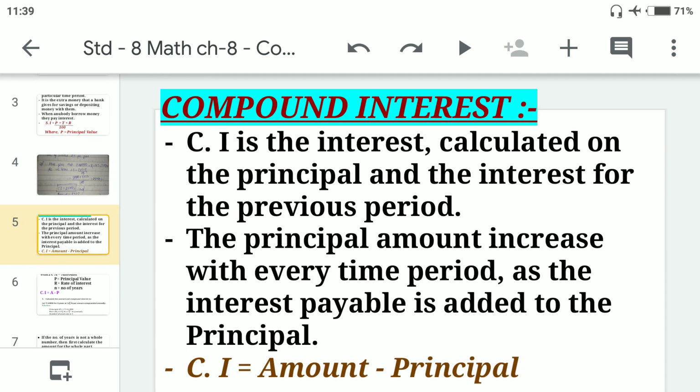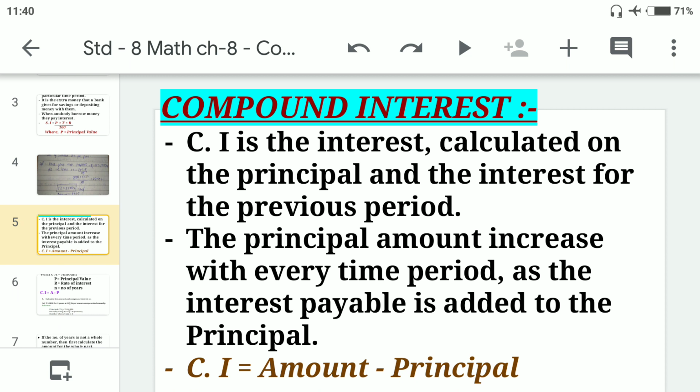Now come to compound interest. What do you mean by compound interest? Compound interest is the interest calculated on the principal and the interest for the previous period of time. That means the fixed principal value and the interest for that particular year, whatever interest you are paying for that money, that is also included for the next year. That means the first year principal value and the first year interest combined become the next year principal value.